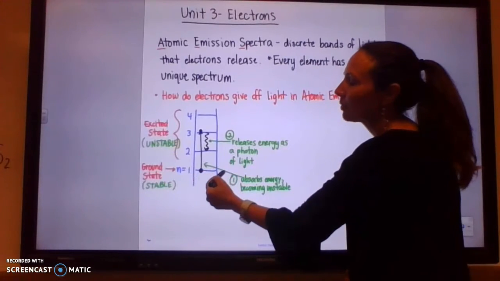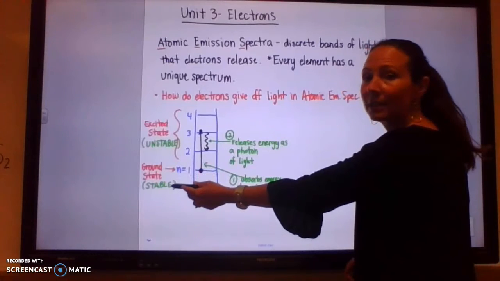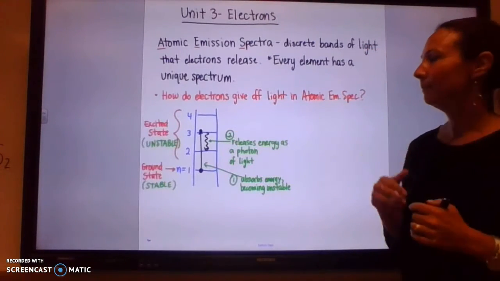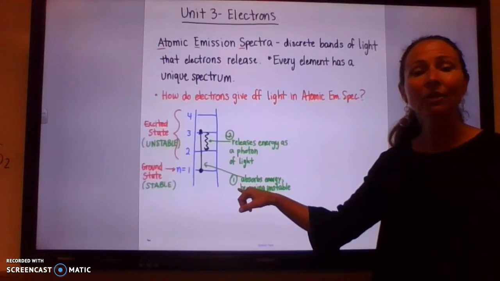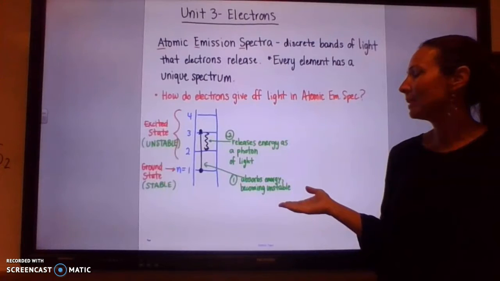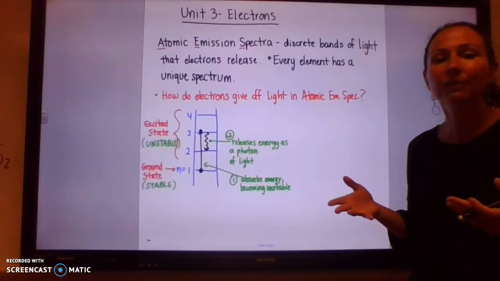So I just do n equals 1. n is the energy level, and 1 is the ground state. That's stable. And then you have 2, 3, and 4. Okay? So step 1, your electron absorbs too much energy. It absorbs energy, it becomes unstable.